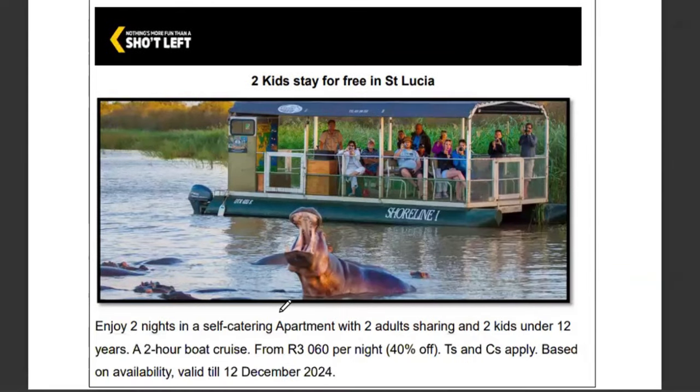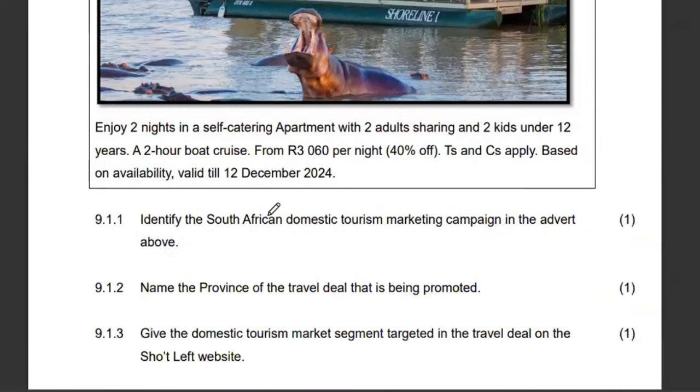Identify the South African domestic marketing campaign in the advert. So it is known as the Sho't Left campaign.